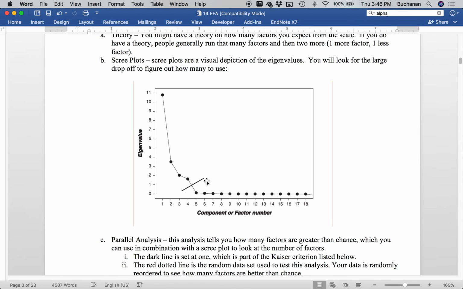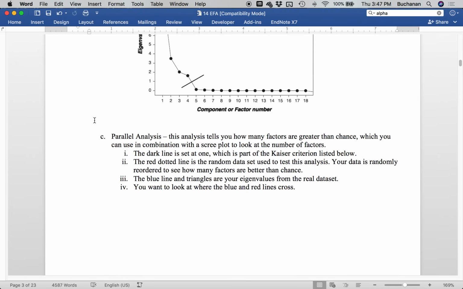So this is kind of hard. It's going to sound like voodoo the first couple times you do it. You're essentially looking for the largest drop-off point. So you could also have said 2 here, but it would be hard to ignore these other 2 little factors because of this second large drop-off.